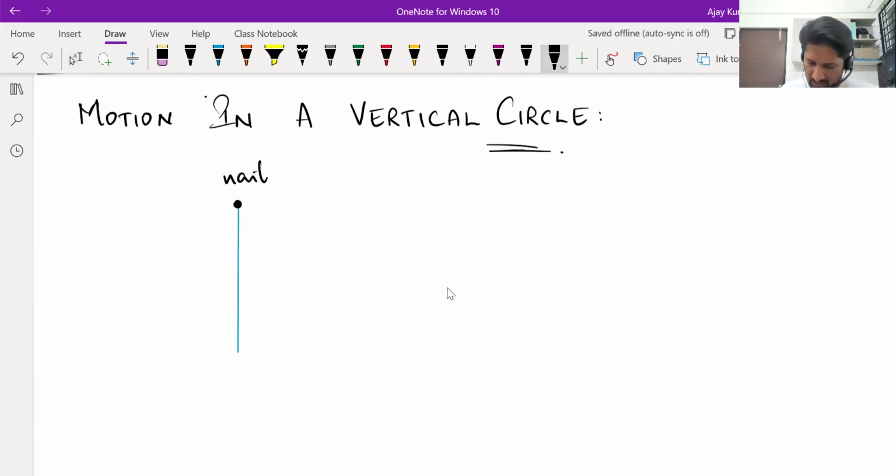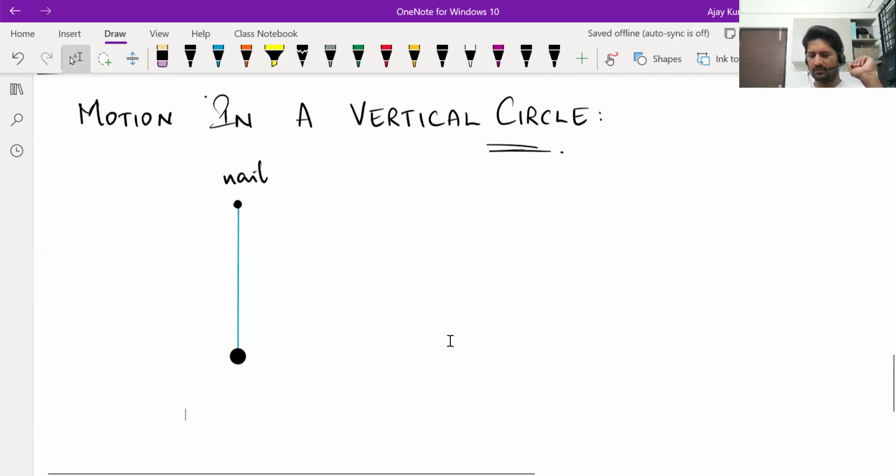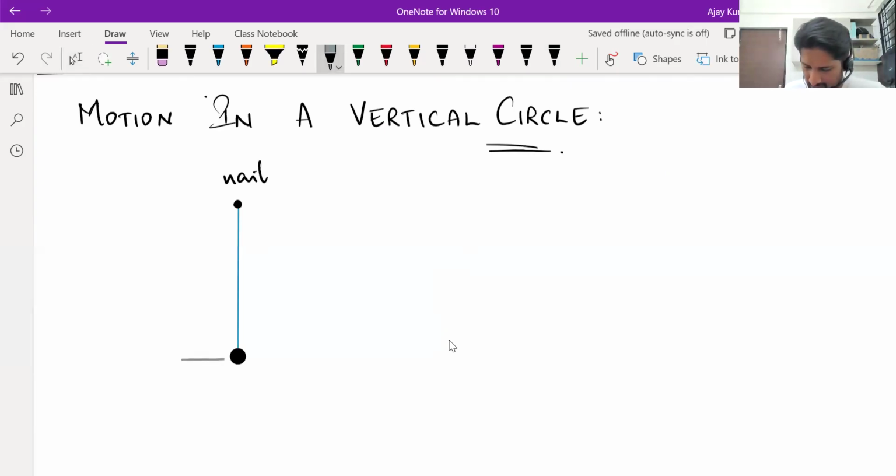Fine. Assume a bob is connected to the end of the string. Now, if we leave it like this, it will stay like this because tension and mg will balance. That's fine. Now, as we discussed in one of the questions today itself, if you strike the bob and give it some velocity at the bottommost position, can one of you tell me what will happen?